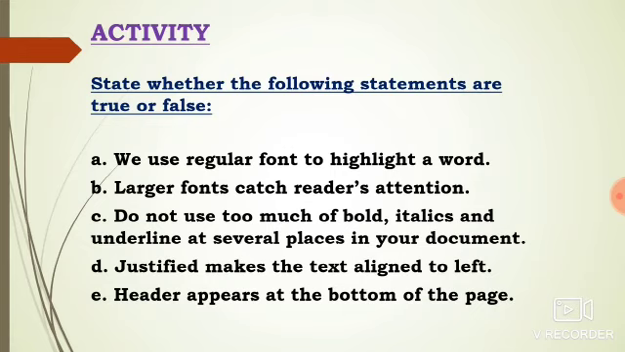Next you have an activity: state whether the following statements are true or false. Five statements are given, so read them and write whether each is true or false. First, we use regular font to highlight a word. Next, larger fonts catch readers' attention. Third, do not use too much bold, italics and underline at several places in your document. Next, justified makes the text align to left. And finally, header appears at the bottom of the page.